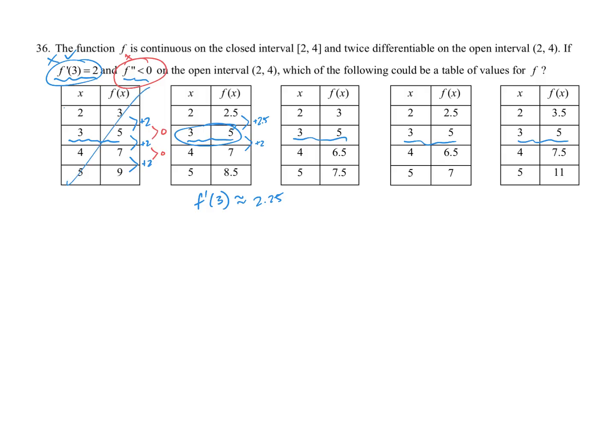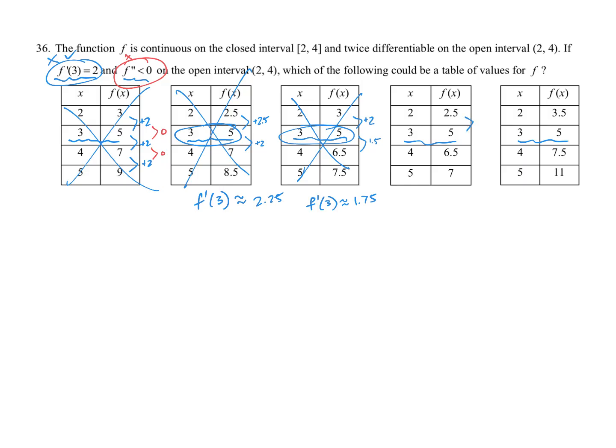Let's check the next table. The next table has a difference of 2 here. That looks good. And then a difference of 1.5 here. So right at x equals 3, f prime is somewhere between 2 and 1.5. So it's like 1.75. So that table's not working for me either.